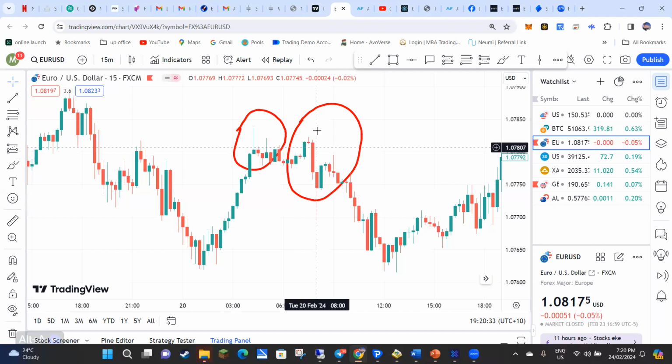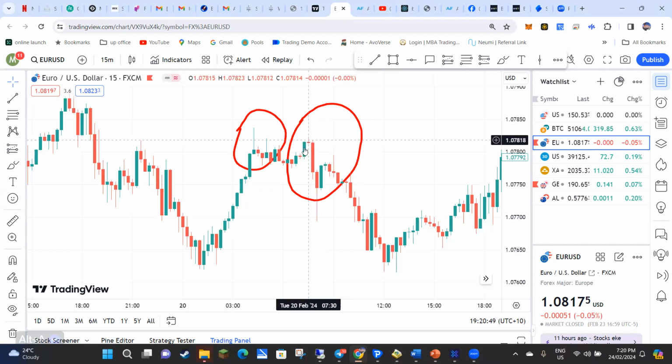So here we have a perfect example of an evening star pattern. We've got a green one, we've got the little one, and we've got the big red one. And the big red one's like an engulfing candle. It's engulfing the green one, but it's just got a little one between it as well.